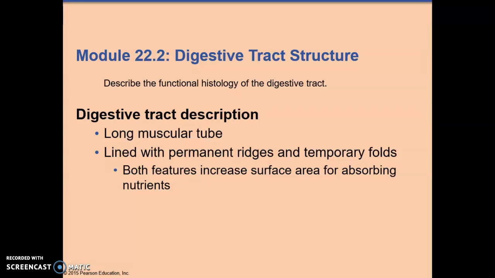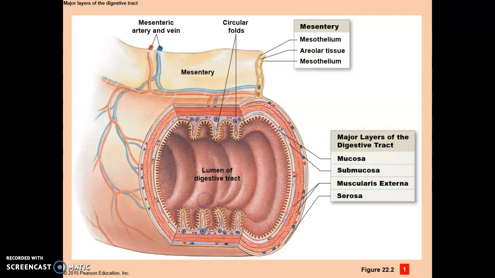The digestive tract is a long muscular tube lined with ridges and folds, and these will increase the surface area of the digestive tract. Here is an overview of all of the layers of the tract. You need to know your 4 layers from inside to outside, as well as understand the mesentery. So the mesentery here is a double-layered system, in between which is areolar tissue where the blood vessels lie.